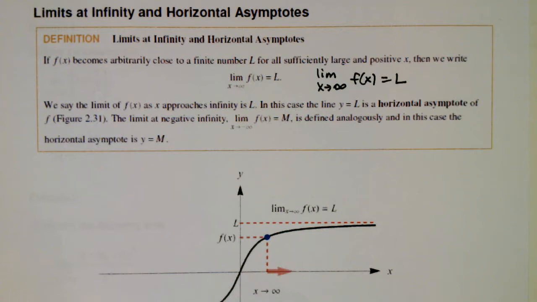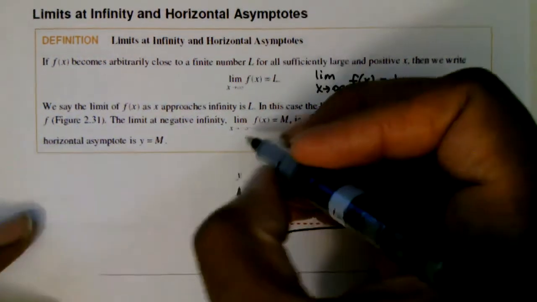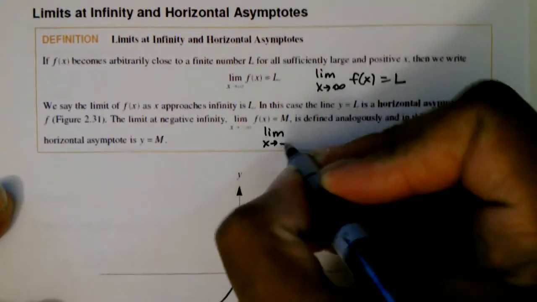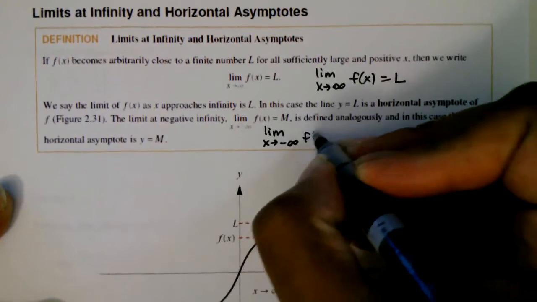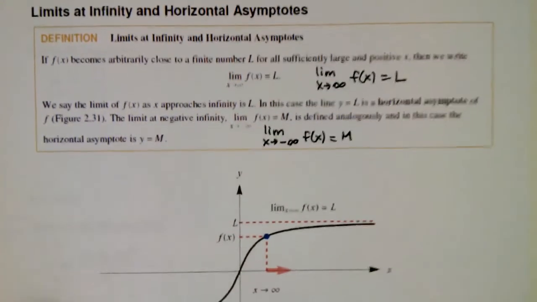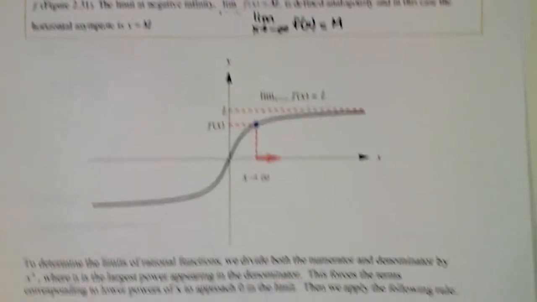If the limit is at negative infinity, that's the limit as x approaches negative infinity of f of x equals m, it's defined analogously. And in this case, the horizontal asymptote will be y is equal to m. So we do have the limit as x approaches negative infinity of f of x equaling m. So here's an illustration of that here.